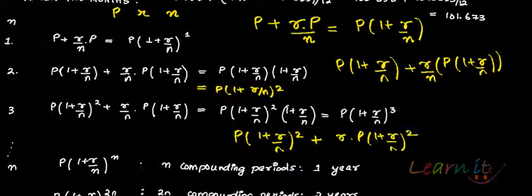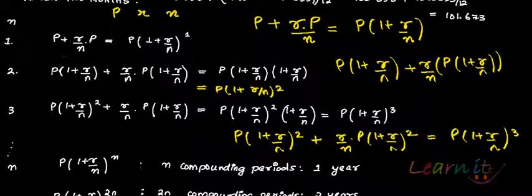You'll be getting interest on this amount divided by the number of compounding periods. So you will eventually have P into (1 + r/n) cubed, and so on. So after n compounding periods in a year, you will have this much amount, that is P into (1 + r/n) to the power n.